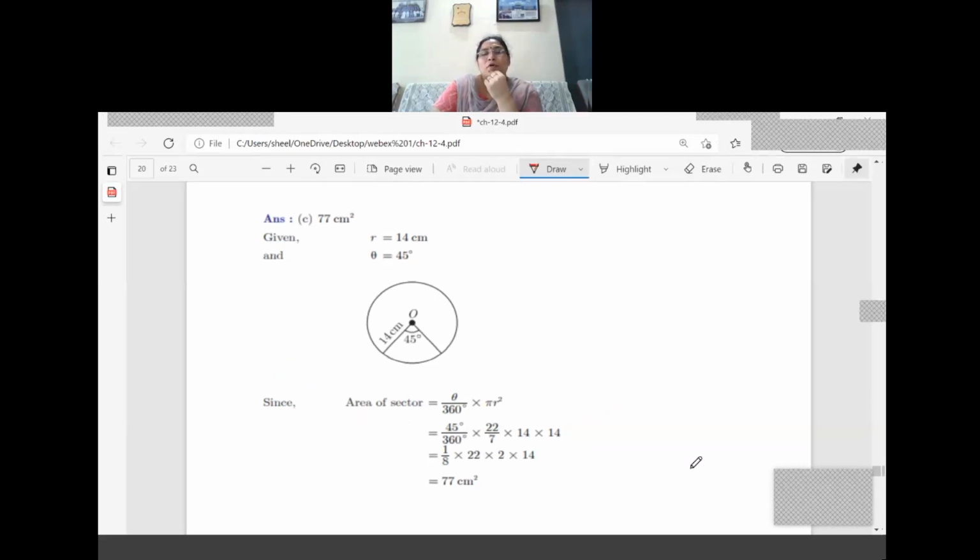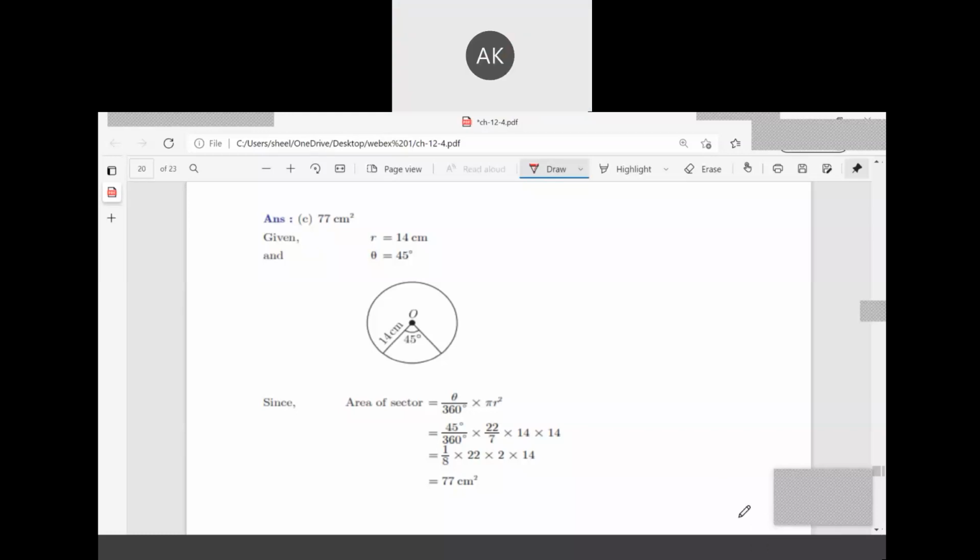77 centimeter square only. Angle is 45 by 360 into 22 by 7 into 14 into 14. Always check, because if the answer is given in terms of pi, don't put the pi value, because the calculation will be easy for you, right?